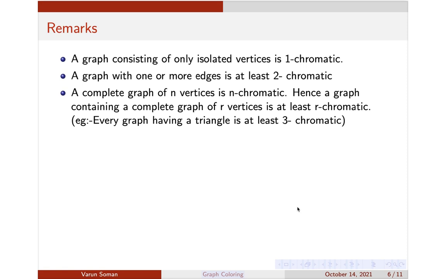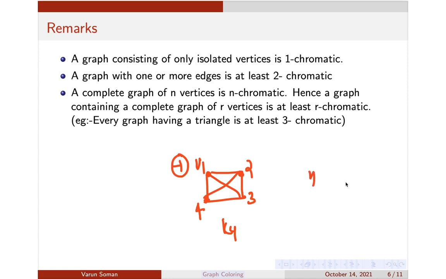When you're discussing a complete graph, each vertex is adjacent to every other vertex, right? For example, if I look at this graph here, this is a complete graph K4. So this vertex is adjacent to each and every vertex. If I give color 1 here, I cannot give color 1 anywhere else, so there should be 2 here. Now 1 and 2 are adjacent to this one, so I should give a different color here. Again 1, 2, 3 are adjacent to this one, so I should give color 4. So if there are n vertices in a complete graph, you require n colors. So a complete graph on n vertices is always n chromatic.